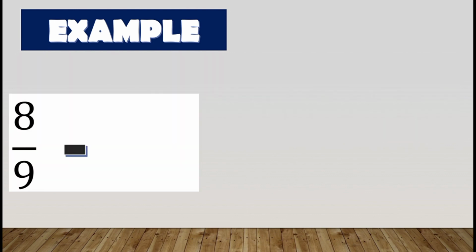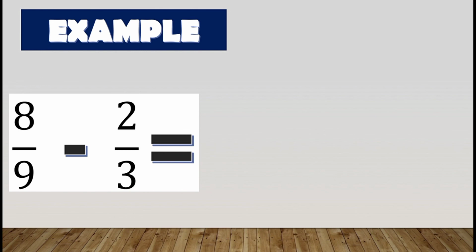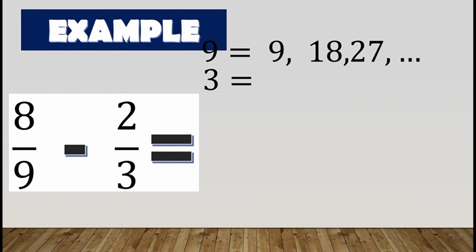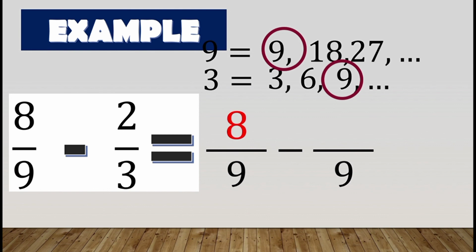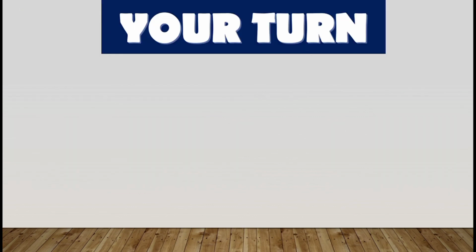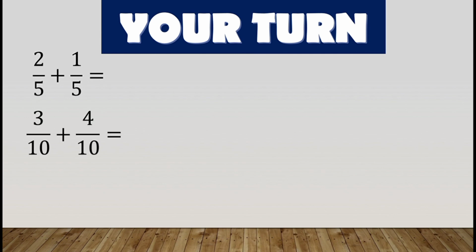So 8/9 minus 2/3. Multiples of 9 would be 9, 18, 27, and so on. For 3, we have 3, 6, 9, and so on. The LCM between these two terms would be 9. So the common denominator now is 9. The equivalent fraction of 8/9 is still 8/9, and the equivalent fraction of 2/3 now is 6/9. So simplify this, and the result is 2/9. Now, it is your turn. Try to add and subtract the following fractions.